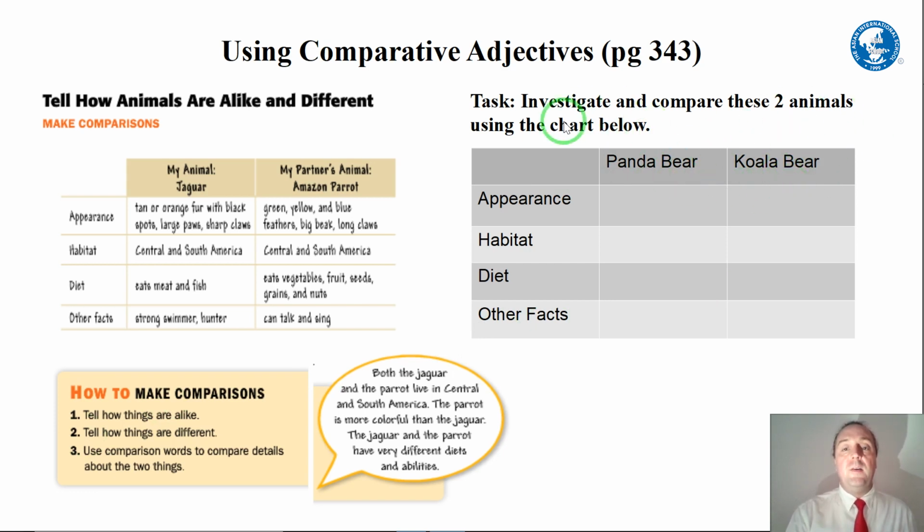And I want you to find out about their appearance. What do they look like? What is their habitat? Where do they live? Diet, what do they eat? And some other important facts. See what you can find out. Okay, so go ahead and pause the video for 10 minutes and do your own research and fill in this chart. And then we'll check and see if I have the same answers as you.